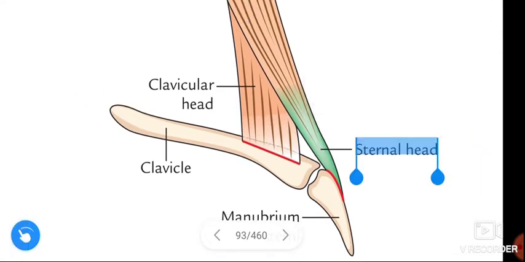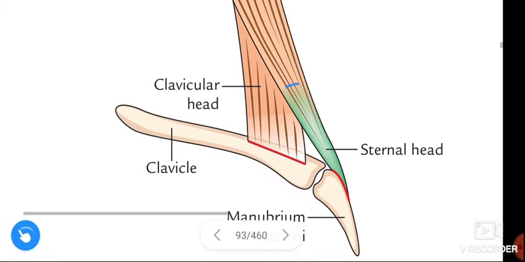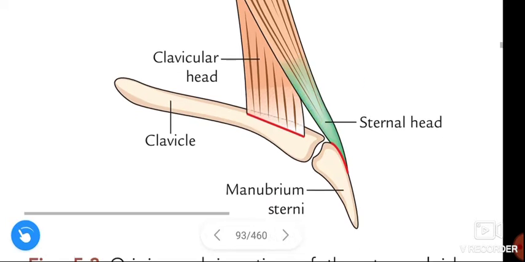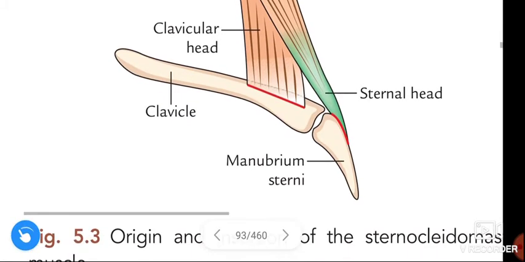What are the two heads? Sternal head and clavicular head. The sternal head is tendinous. This green one represents the tendinous. The sternal head gives origin from manubrium sterni.